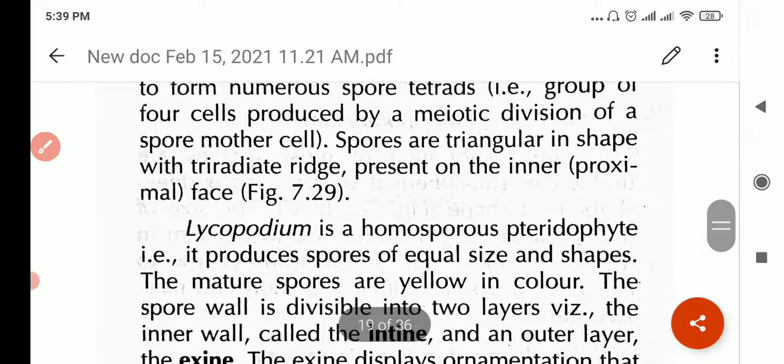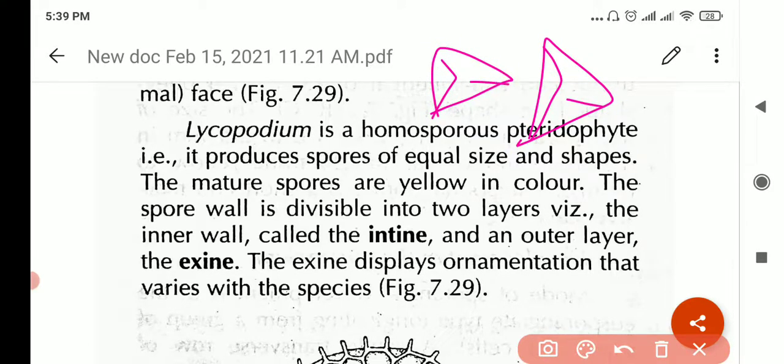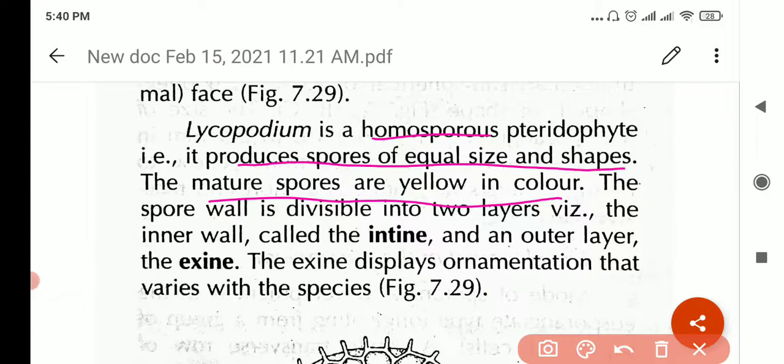Now I think I had introduced to you the term homosporous, no? I had told you that Selaginella has two types of spores. One is small and one is large, megaspore and microspore. But Lycopodium has only one type of spore, those triangular shaped ones with the tri-radiate ridge. It has this ridge like this. So Lycopodium is homosporous. It produces spores of equal size and shape. The spores are yellow in color when they mature. You will see in the microscope very clearly that they are yellow in color and triradiate.